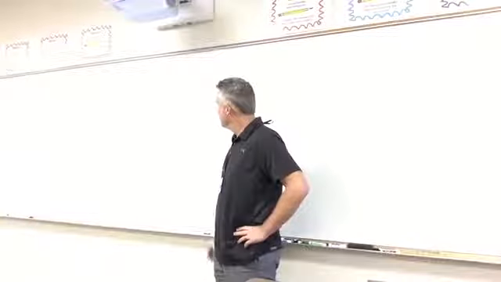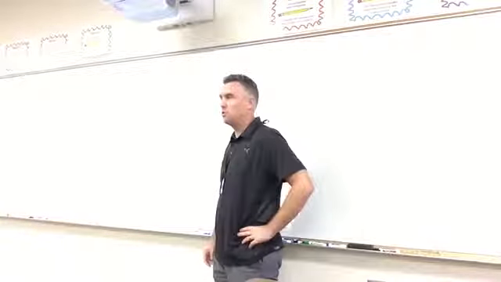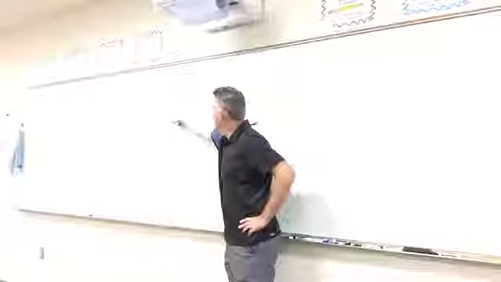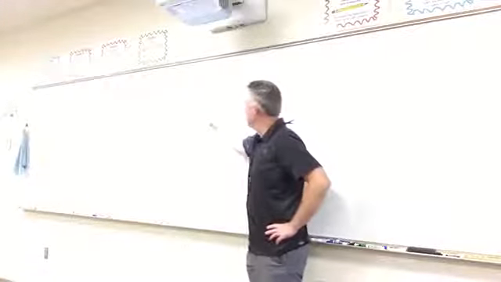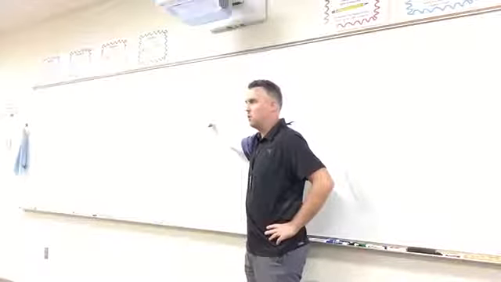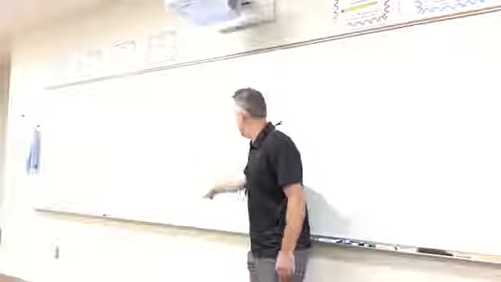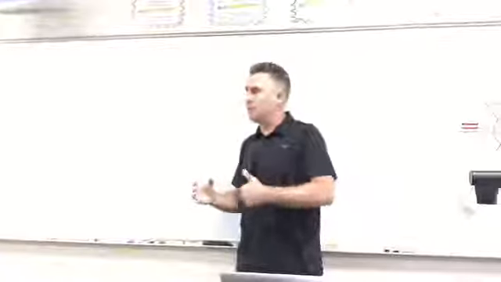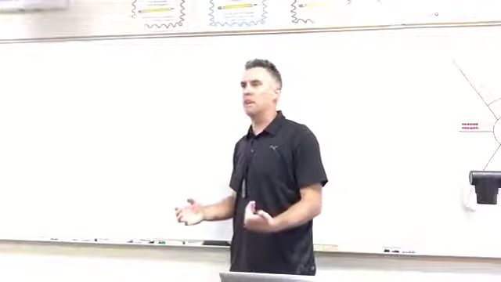Match up the corresponding entries and add them together, right? So in row 1, column 1, we have a 2. Over here in row 1, column 1, we have a 6. What are we going to do? Add them together and we get 8. So you just match up the corresponding parts and you add them together. I'm not even going to practice that because I know you guys can handle that.